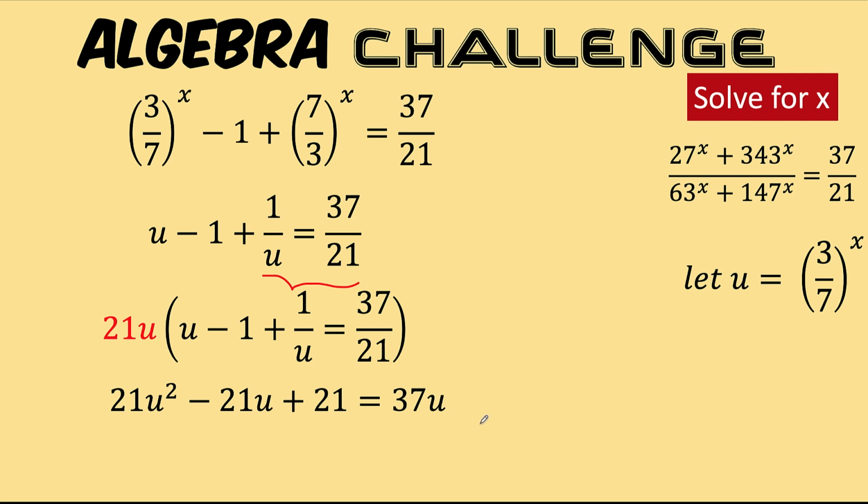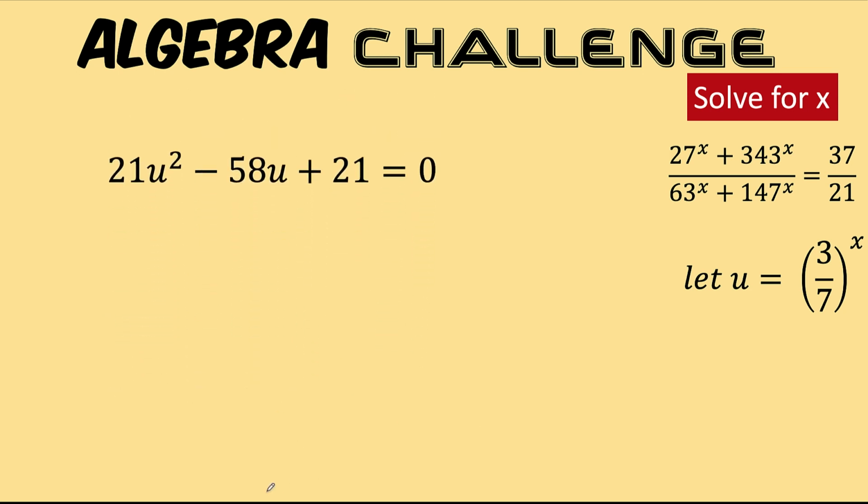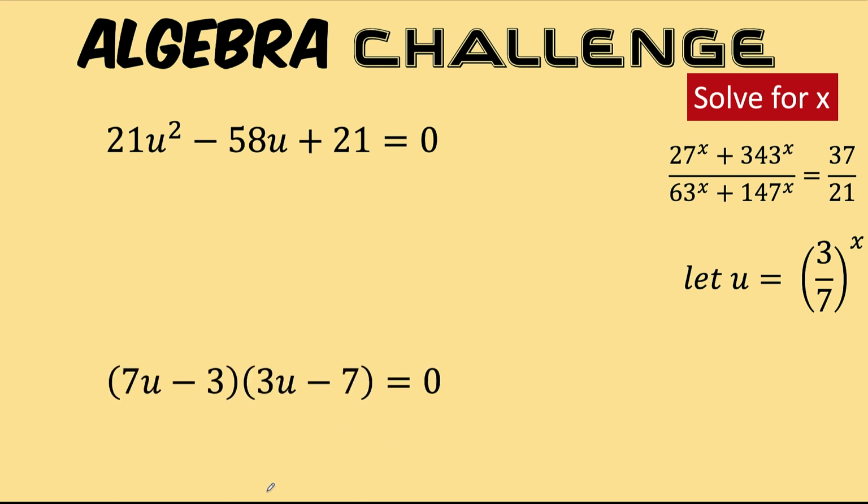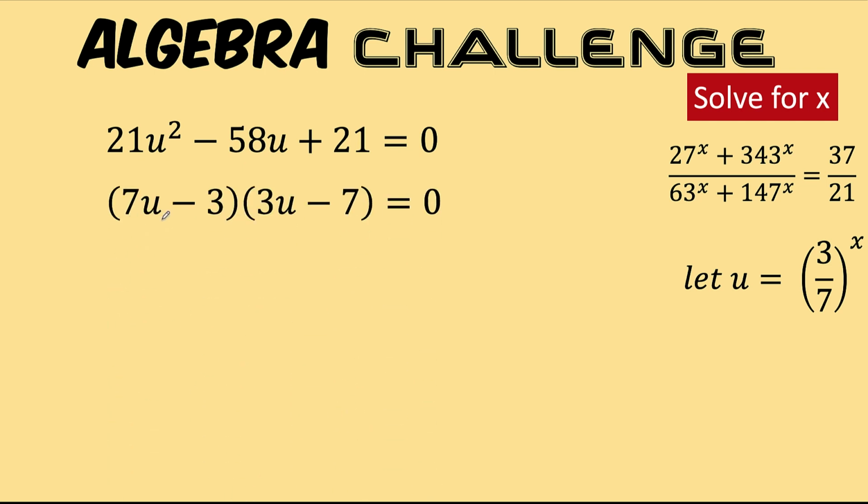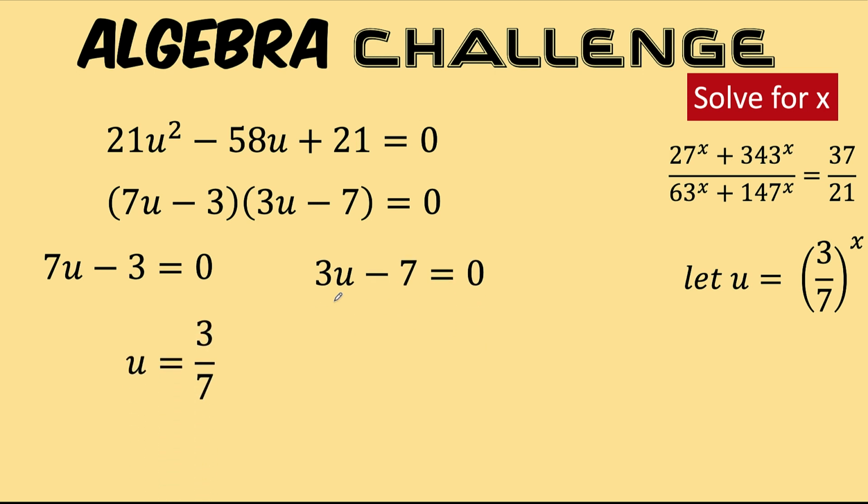So let's write this in such a way that the right side is equal to 0 so that we can apply the zero product property. This is now a quadratic equation that is factorable, and the factors are the quantity 7u minus 3 times the quantity 3u minus 7 equals 0. So applying now the zero product property, 7u minus 3 equals 0 and 3u minus 7 equals 0. And we now have u equals 3 over 7 or u equals 7 over 3.